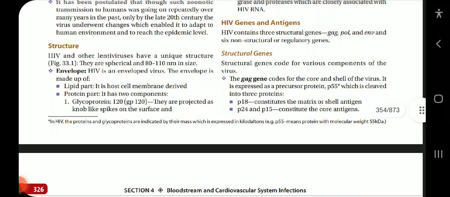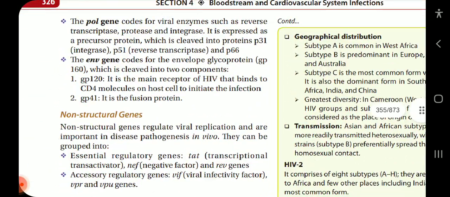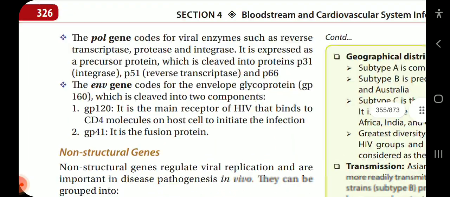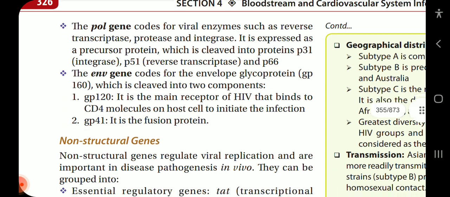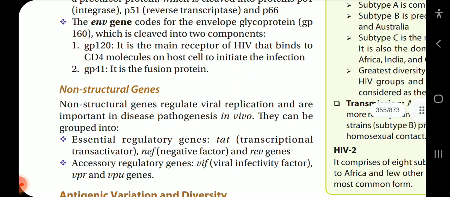Now in HIV, the proteins and glycoproteins are indicated by their mass, which is expressed in kilodaltons. P55 means a protein with a molecular weight of 55 kilodaltons. Alright. Now the POL gene codes for viral enzymes such as reverse transcriptase, protease and integrase. It is expressed as a precursor protein which is cleaved into proteins P31 integrase, P51 reverse transcriptase and P66. The ENV gene codes for the envelope glycoprotein GP160, which is cleaved into 2 components, GP120 and GP41.